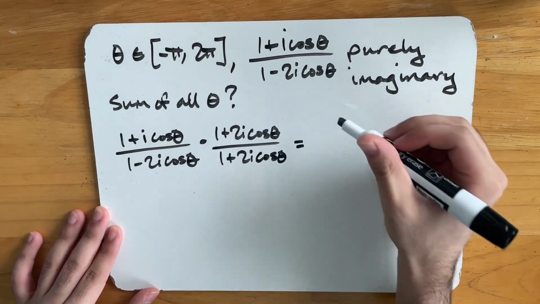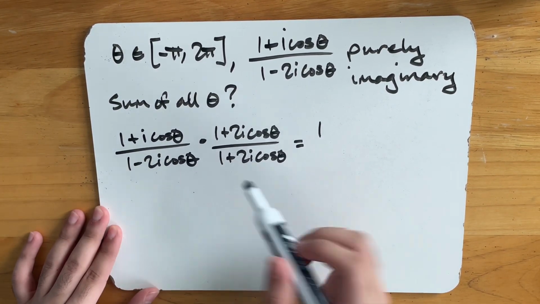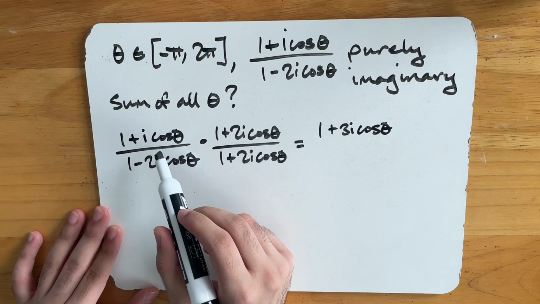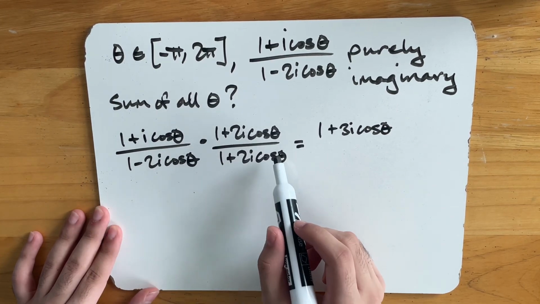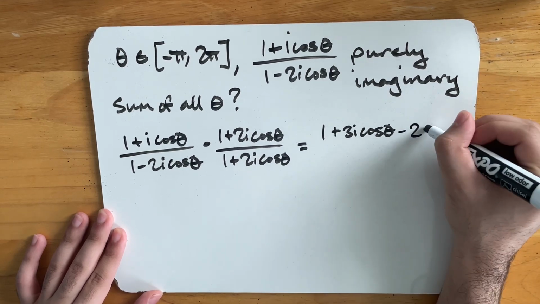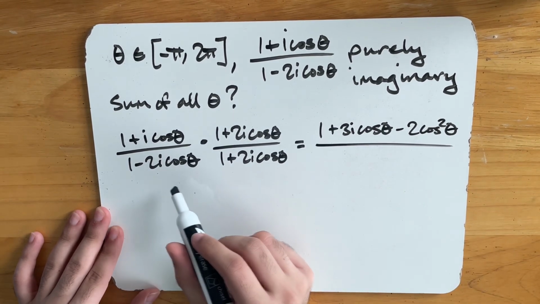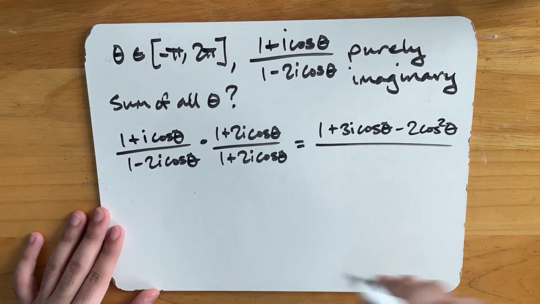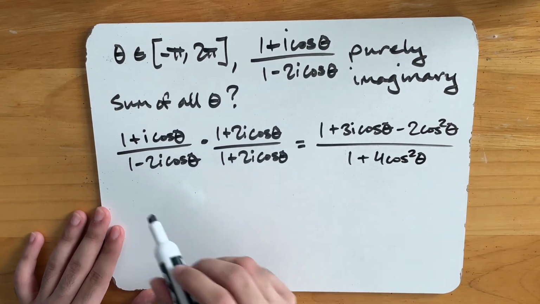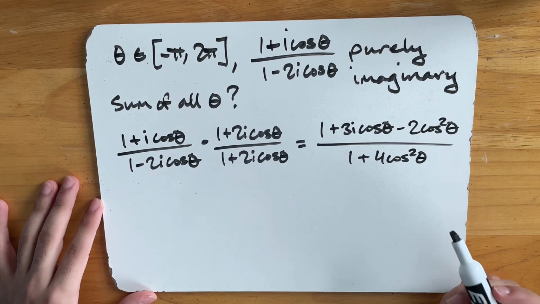And then that'll get me, first and outer, 1 + 2i cosine theta + i cosine theta, so 1 + 3i cosine theta, and then multiplying last terms you get 2i squared cosine squared theta, so minus 2 cosine squared theta. The denominator is a difference of squares, but we have an i, so we end up with 1 plus 4 cosine squared theta, because minus 2i squared is the same thing as plus 2 squared, plus 4.